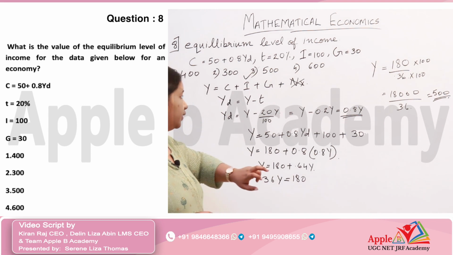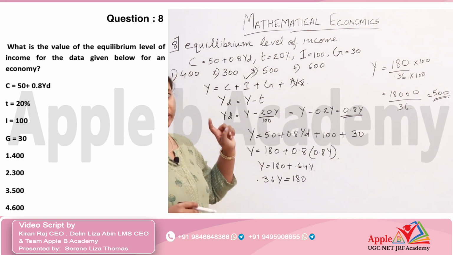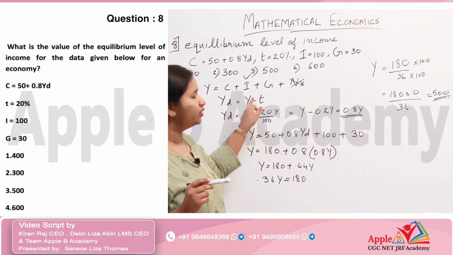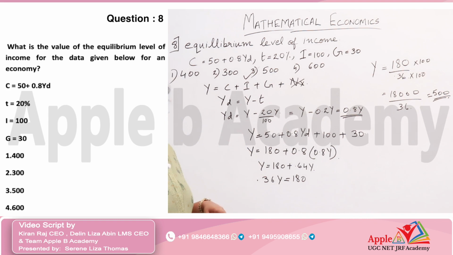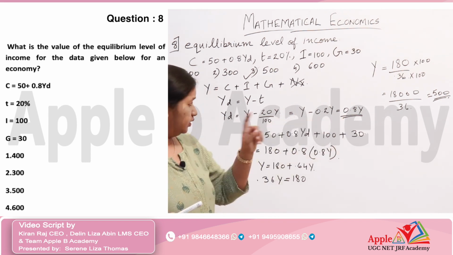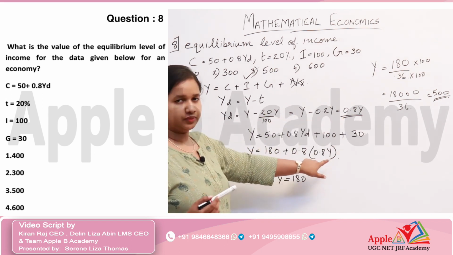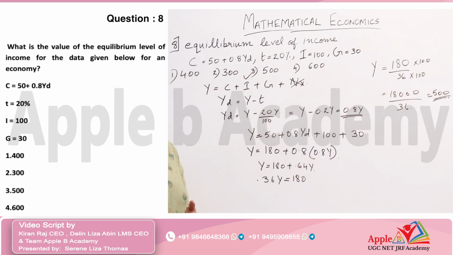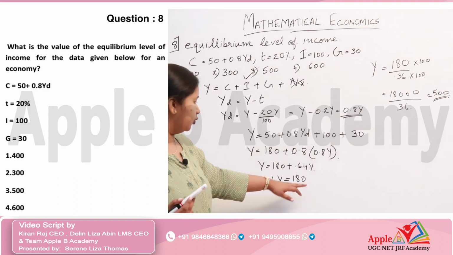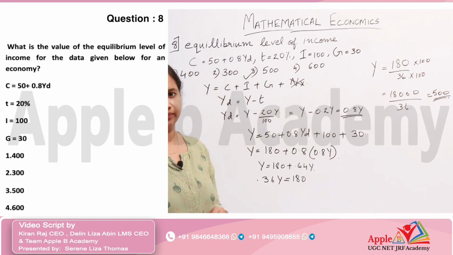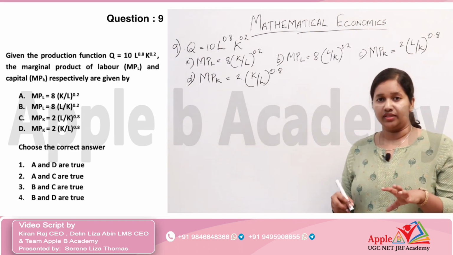This is the disposable income. We find out disposable income using the equation y minus t, that is income minus tax. Tax is given as 20%, which is 20% of the income. So y minus 20 by 100 into y, which is equal to 0.8y. So substituting 0.8y here, we get y is equal to 180 plus 0.64y, and solving this we get y equal to 500, which is option 3. Next question, this is a very simple question.